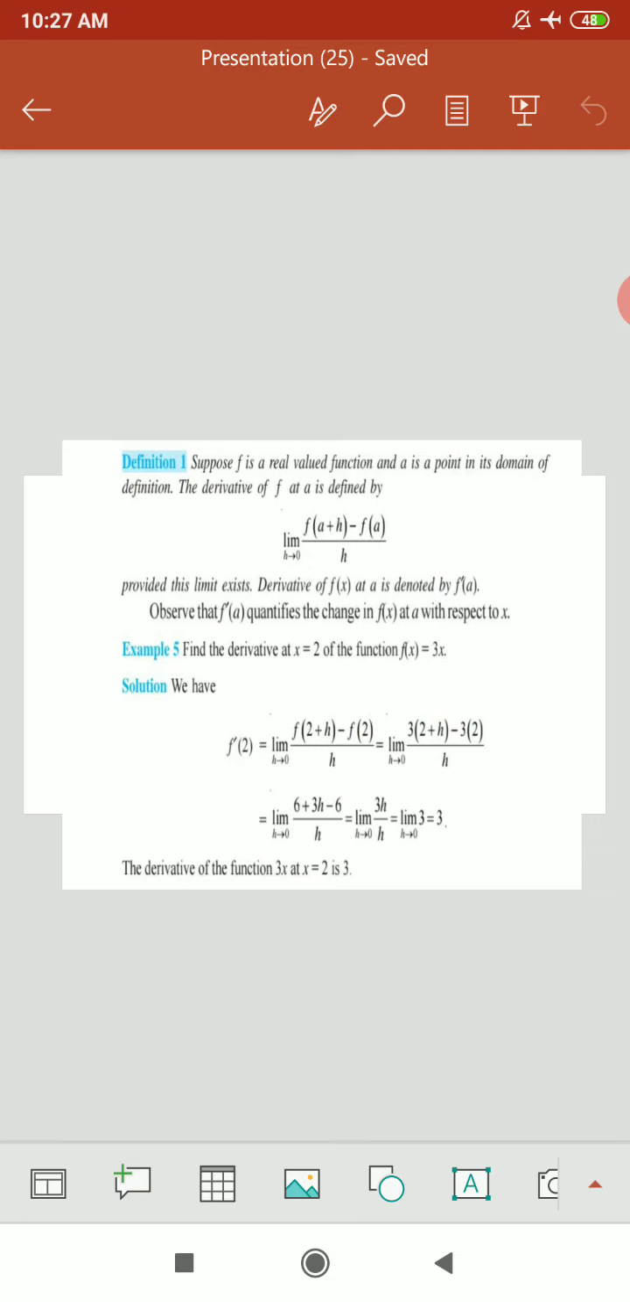डेरिवेटिव ऑफ ए फंक्शन, सपोज अगर हमारे पास कोई फंक्शन f of x है, उसका डेरिवेटिव एट सम गिवन पॉइंट a इन इट्स डोमेन इज डिफाइंड by limit h tends to 0 f of a plus h minus f of a divided by h. If this very limit exists, then this limit is called the derivative of f at a.